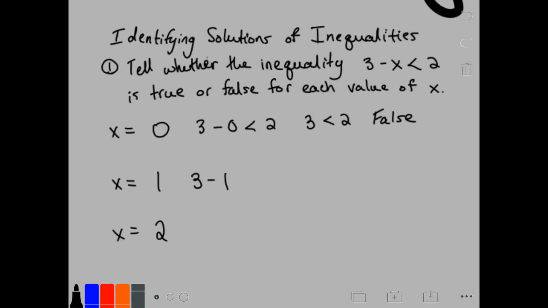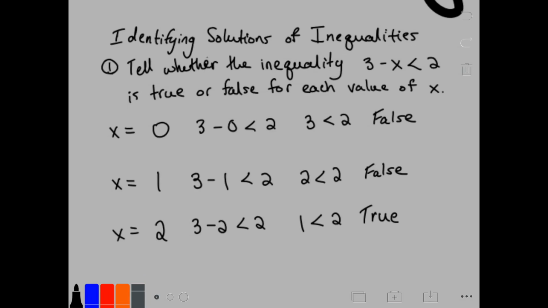How about 3 minus 1 less than 2? That gives me 2 less than 2. Now is 2 less than 2? Well, it's equal to, but it is not less than. So we're going to say false. Well, what if I try a 2? 3 minus 2 less than 2. That's 1 less than 2. Is 1 less than 2? Yes, it is. So we are going to say true.